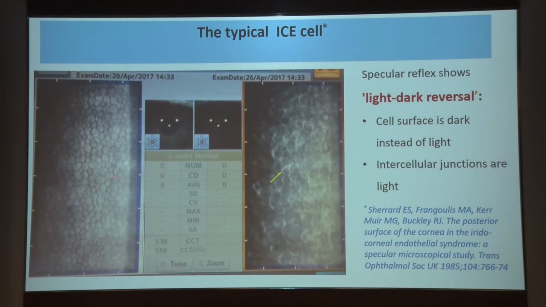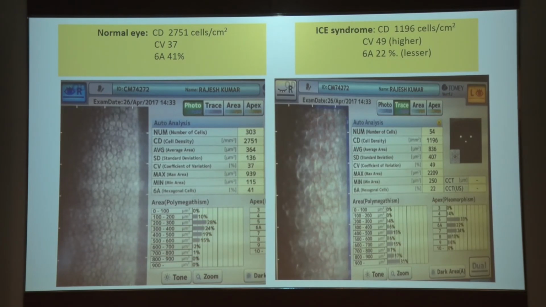You see that the normal endothelium is bright and the intercellular borders are dark. But in ICE, it becomes reversed, which is known as the light-dark reversal: the cell surface is dark and the intercellular junctions are light. So that's very classic, and this image is almost classic of ICE syndrome. And here, in the same patient again, we can see the normal eye has a much higher cell density, whereas in the ICE syndrome eye, the cell density is lower, and all the specular markers are altered.